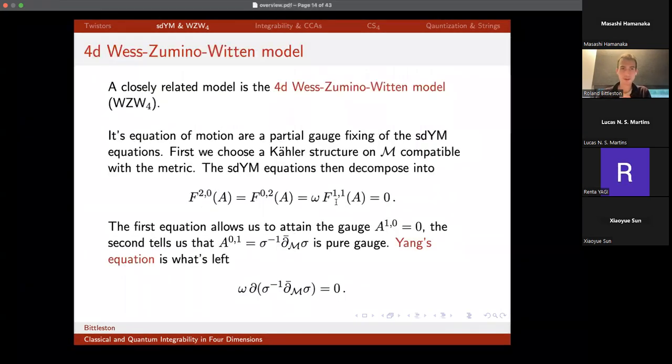Okay, we'll come back to talk about self-dual Yang-Mills and its integrability in a moment, but now I want to introduce the second example of a fully integrable theory, which is perhaps a little bit less familiar.